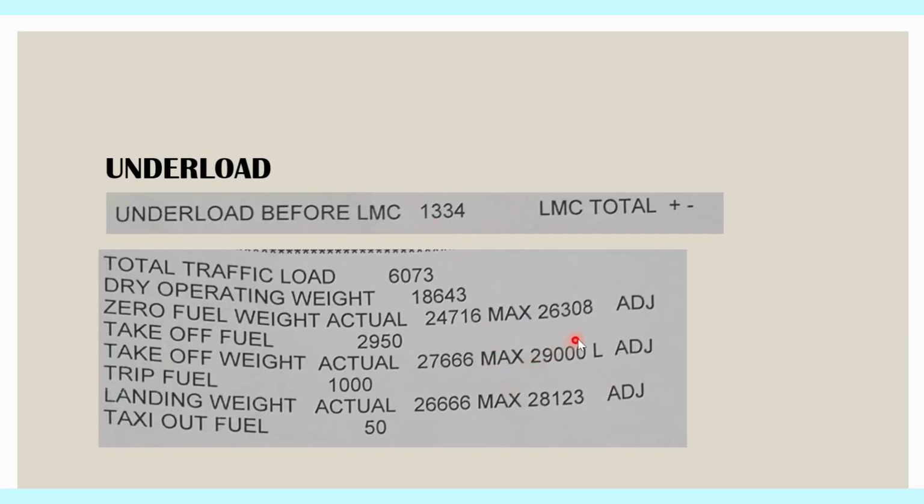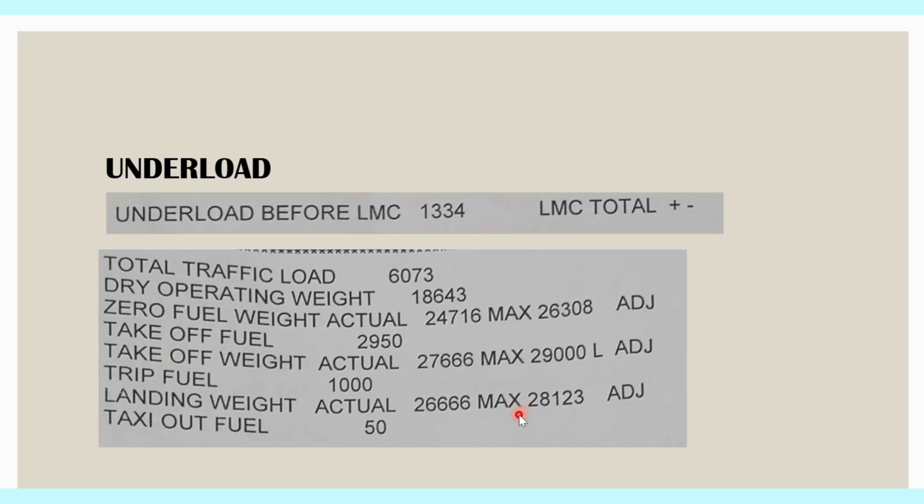Now, limiting, the L here, as you have seen, is called limiting. So in this particular flight, the limiting weight is our takeoff weight. In other scenarios, the limiting can be the zero fuel weight or the landing weight. It all depends on the scenario of the particular flight, depending on runway conditions and other performance factors.